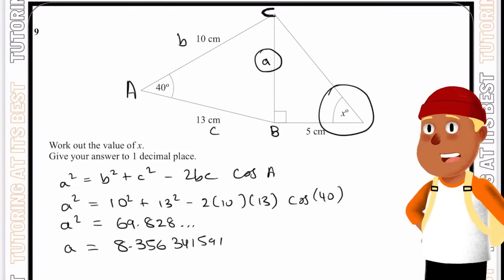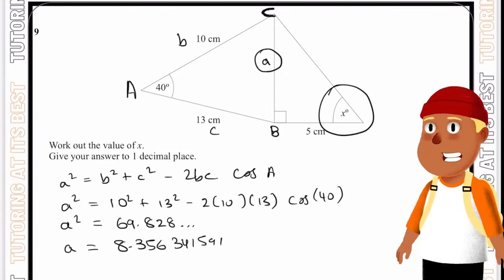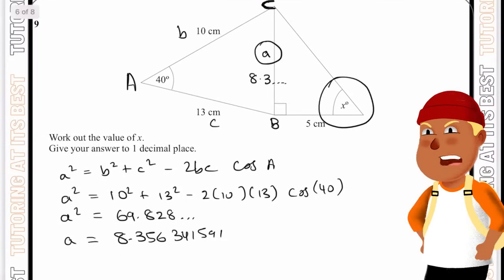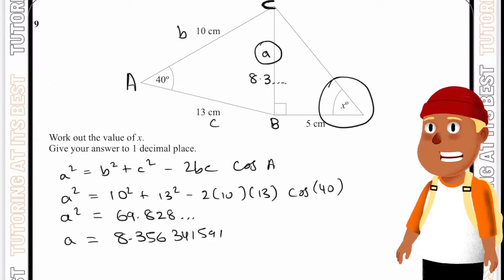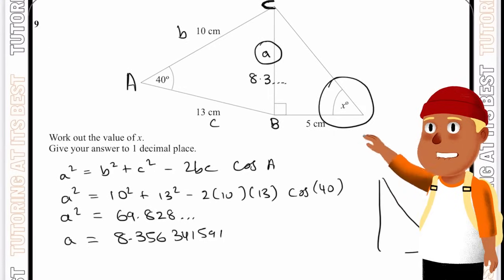And if we make A the subject, that will leave me with 8.356341591. And I've put the entire number here now because this is not our final answer, so I'm not rounding at the moment. That being said, we now know that the length of BC is 8.377. And that's where I'm going to dive into my second step, which is trigonometry.